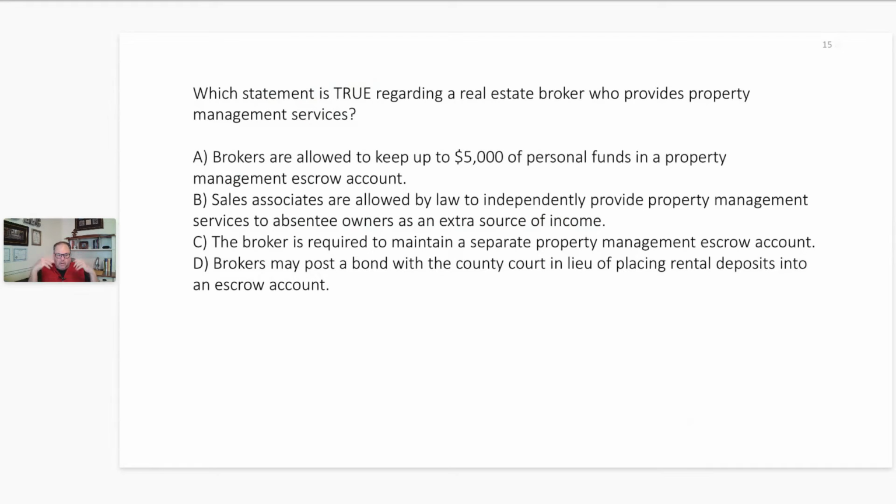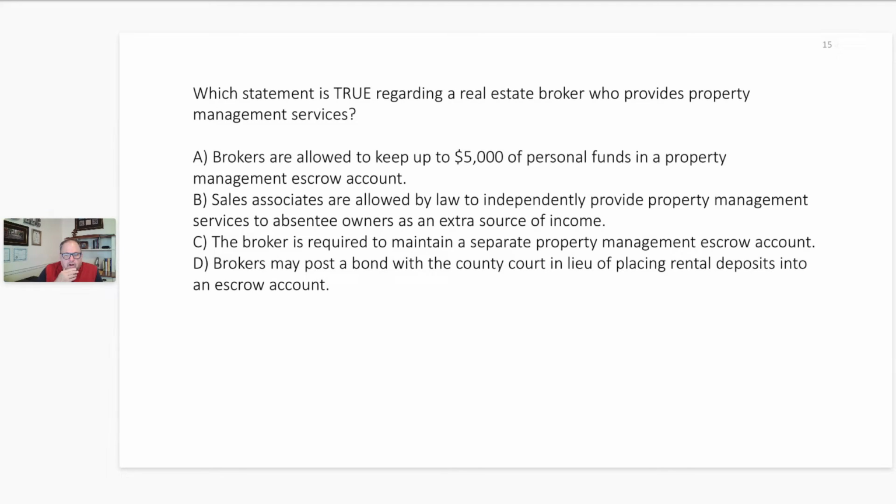I don't have any answers I can come up with, but I'm going to read each answer and convert it to a question. So brokers are allowed to keep up to $5,000 of personal money in a PM escrow account, property management. And I know that to be true. So my first answer is true, but I'm going to make sure. Sales associates are allowed by law to independently provide property management services to absentee owners as extra income. That's false.